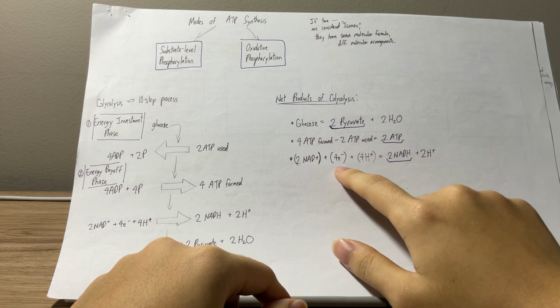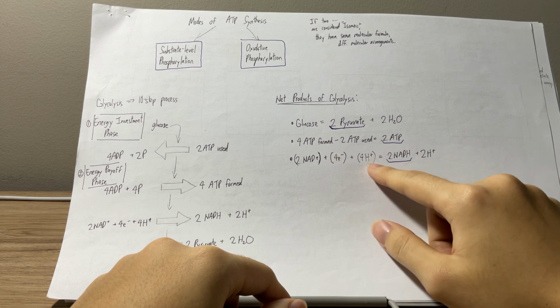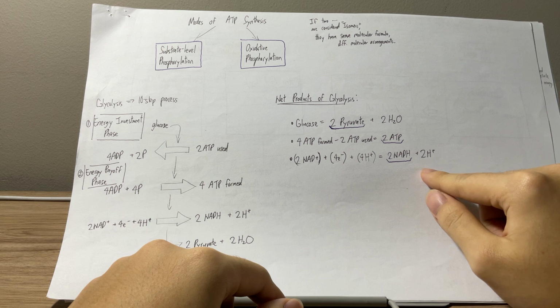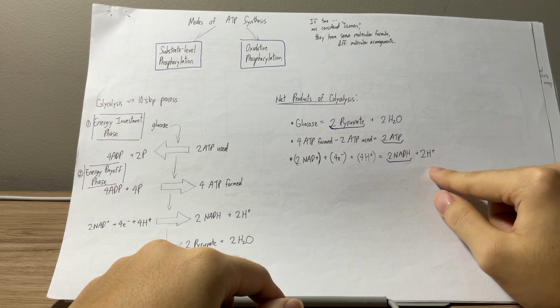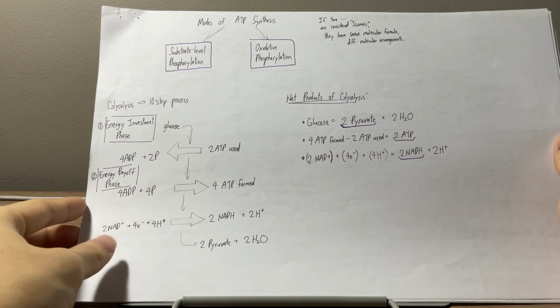2 NAD plus, 4 electrons plus 4 H plus. This produces 2 NADH and 2 H plus, for some reason. I can't really prove why, but best you memorize that.